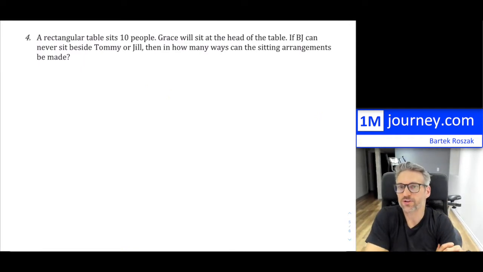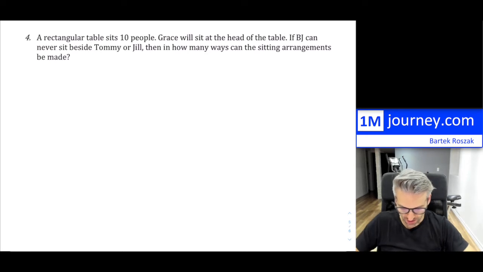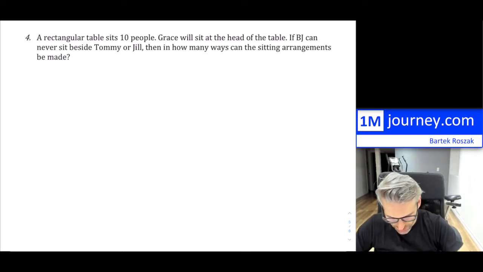All right, so here's another example in terms of counting. So ordered counting. We have a rectangular table and it sits 10 people. It says that Grace will sit at the head of the table. And now if BJ can never sit beside Tommy or Jill, then in how many ways can the sitting arrangements be made? So this is a hard question to be able to do. Now there is a way of interpreting this. So I'll make one particular interpretation to give you some kind of a sense of how to approach this.